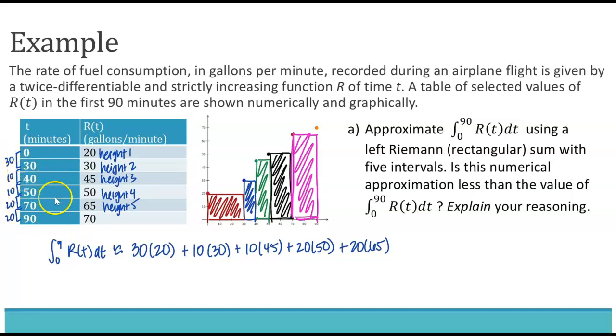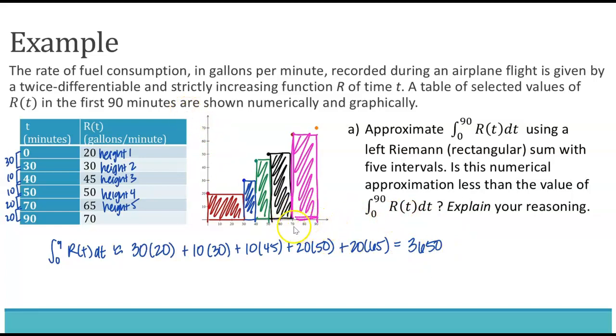Something else to observe is that the widths were different. So this would not be considered L5. We don't have a uniform delta x. There is no single delta x. This is like a delta x1 and a delta x2. So there's a different width over the various rectangles. That's why we had to do each one separately. And so if you were to multiply and then add it all together, you're going to get 3,650. And the units there are going to be in gallons.